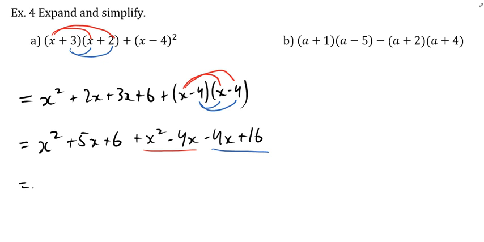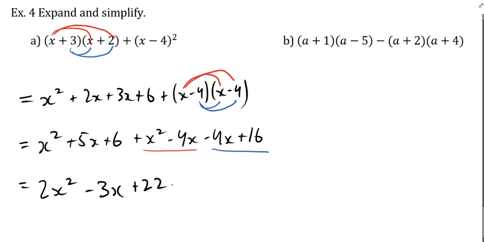They're all being added together. I just look for the ones that are like each other and add them together. So I've got 2 x squared terms. X squared plus x squared is 2x squared. 5x minus 4x is x, minus another 4x. That's going to be negative 3x. And 6 plus 16 is 22. We're done. We can't mash it all together anymore or anything like that.